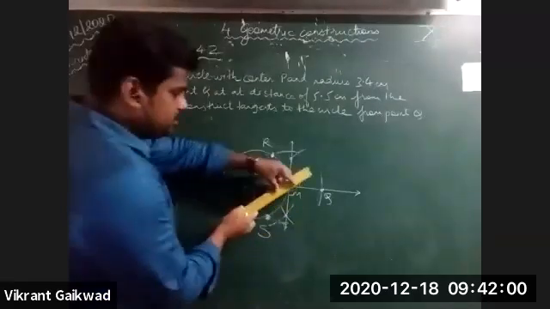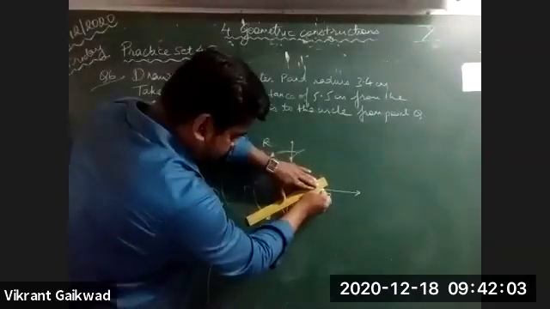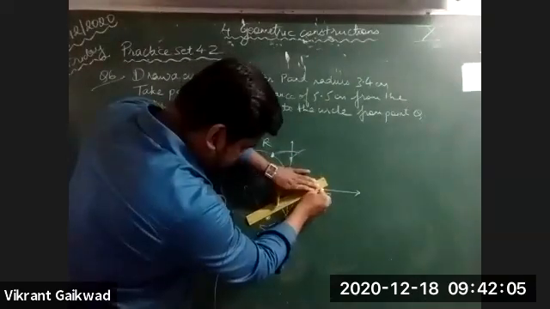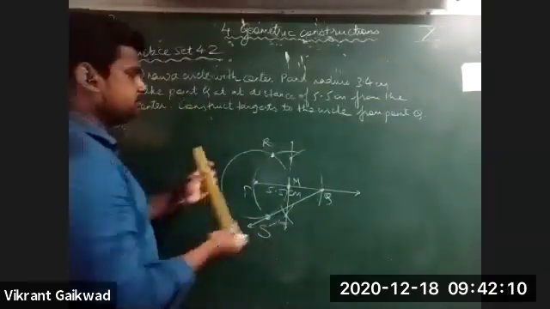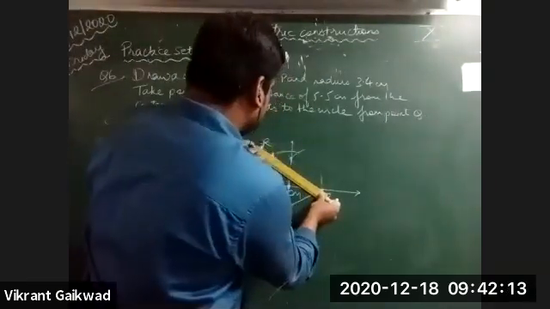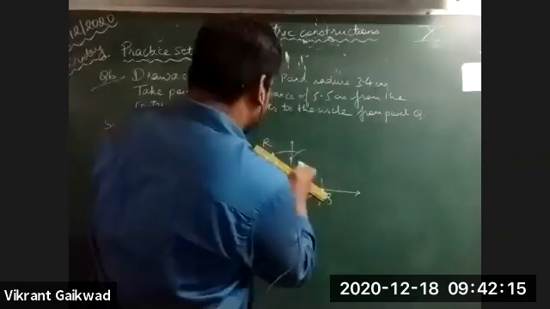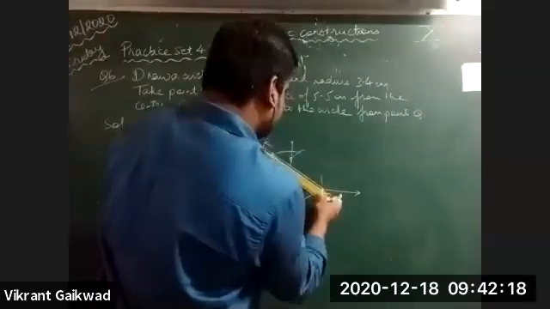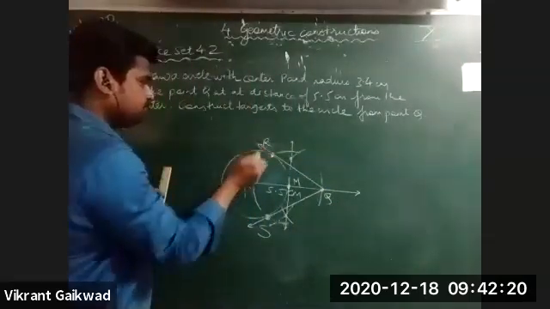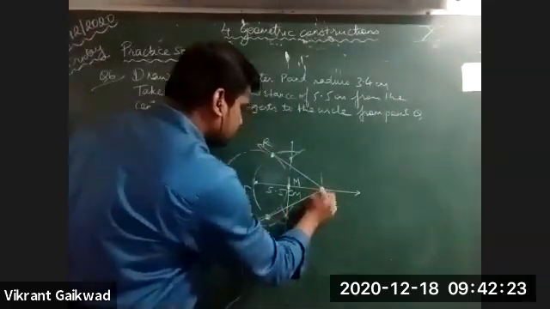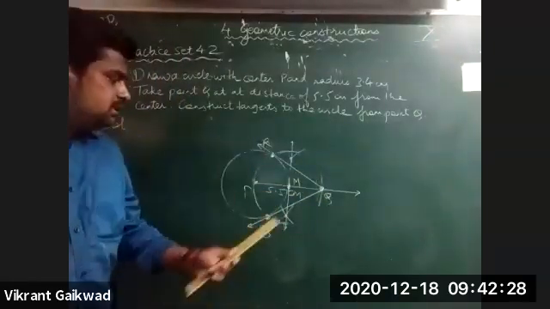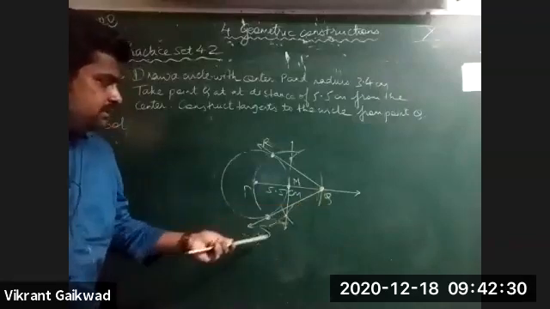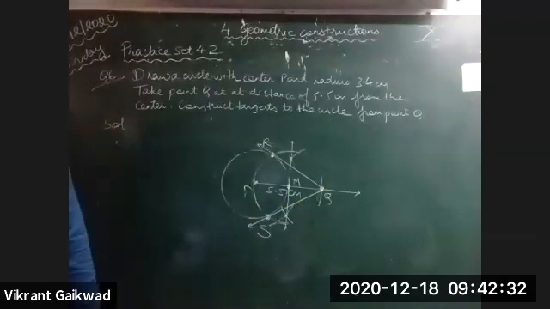You just join these points with Q. This is your first tangent from Q. Join point R, you get the second tangent. So from point Q joining point S is the first tangent, and from Q joining point R is the second tangent. Is this clear to all the students?